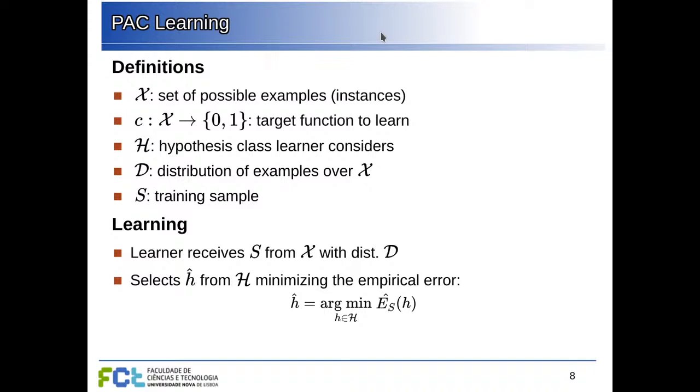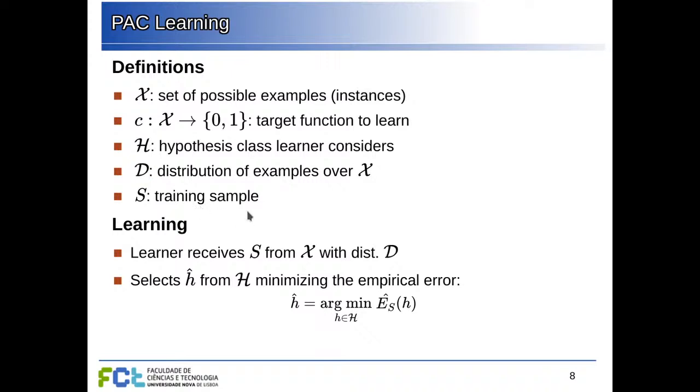So let's suppose that we have this universe of possible examples. We have a target function to learn because each example has a class. And we have this hypothesis class from which we are going to choose the best hypothesis. So we're going to minimize the empirical error, the empirical risk, to choose the best hypothesis. We are taking a sample. Our training sample is taken from the universe of examples with this distribution.